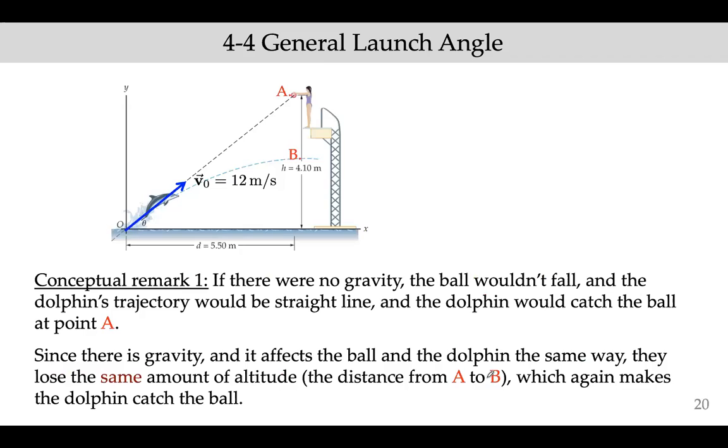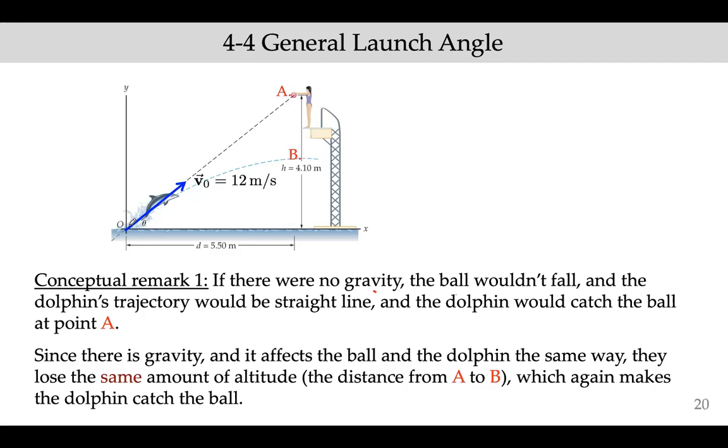Now, I have two conceptual remarks. They are actually interesting. So imagine the case where gravity is 0. If there were no gravity, what would happen if you release the ball? Well, the ball wouldn't fall, right? It will just stay here. And the dolphin's trajectory will be a straight line.